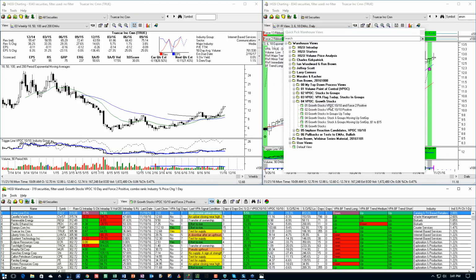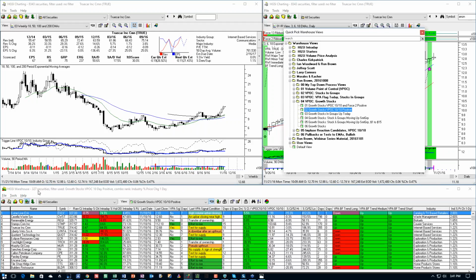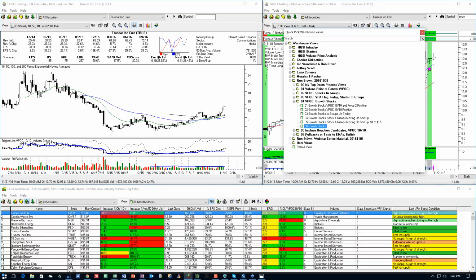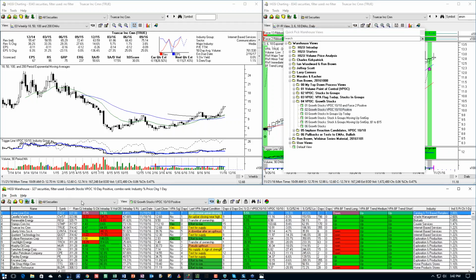Now if you look down here, you can see that that's a lot of stocks. I mean, there's 319 stocks in here. And if I just go to the VPOC positive, it goes up a few more, 327, which shows us how strong this market is. Well, let's go down here to the growth stocks. So there's 516 growth stocks in total. And out of those, 327 of them have a positive VPOC.